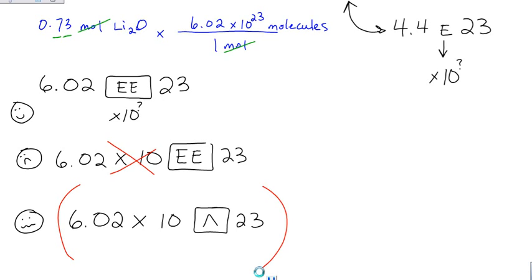But I would say make friends with that EE exponent key. You're going to use it a lot. And these calculations really then should be pretty straightforward.